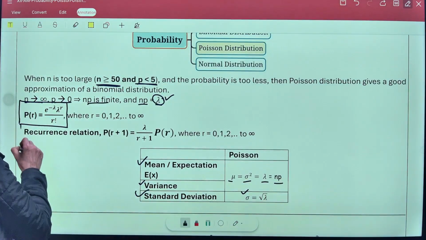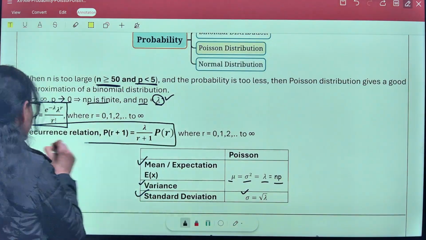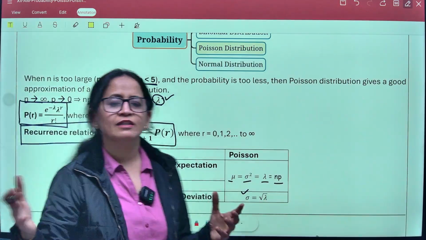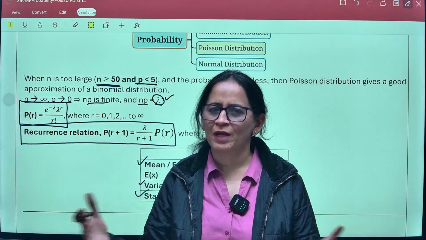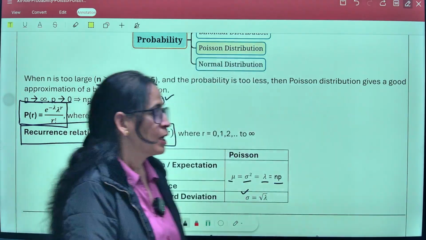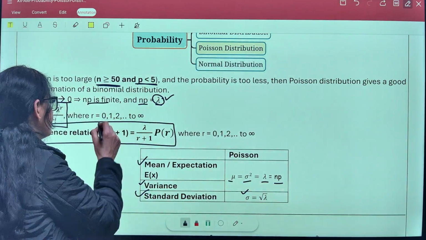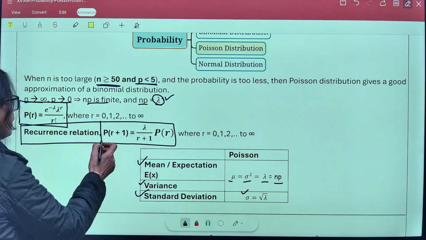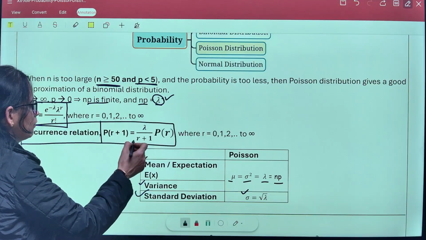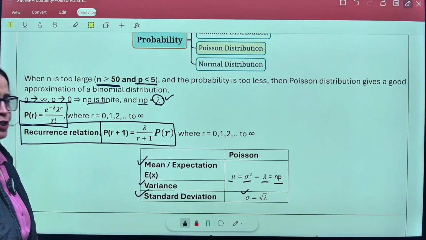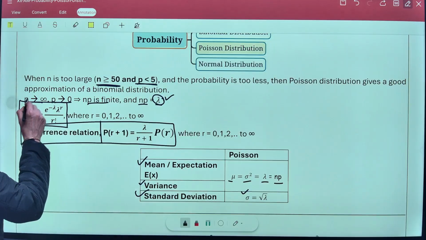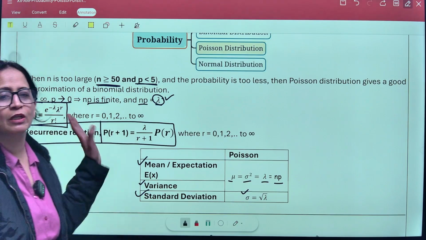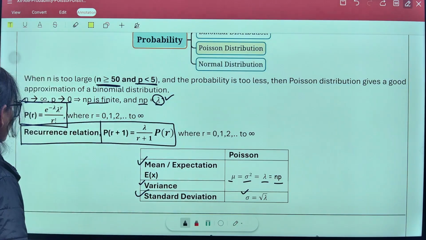Now there is also a recurrence relation. As we have seen in binomial distribution, there is a pattern that gets followed throughout the distribution, throughout the expansion of binomial theorem. So here that pattern has been used to create this recurrence relation, where we have P of r plus 1 is equal to lambda upon r plus 1 into P of r. Don't get bothered by the notations, whether it is the Poisson formula or the recurrence relation. As we solve questions, you will get comfortable with both these formulas and how to use them.